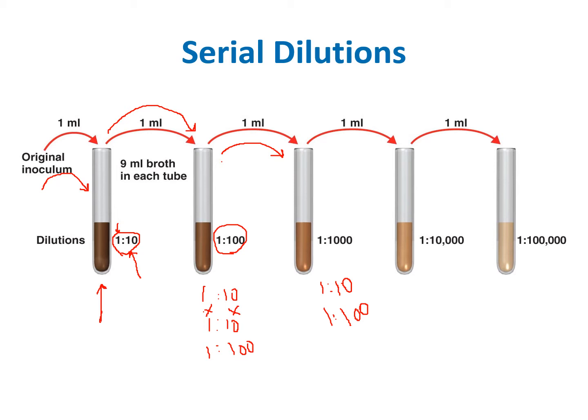You get 1,000. So this is a 1 to 1,000. If we take 1 milliliter of that and add it to a new test tube containing 9 milliliters of solution, we're making a 1 to 10 dilution.